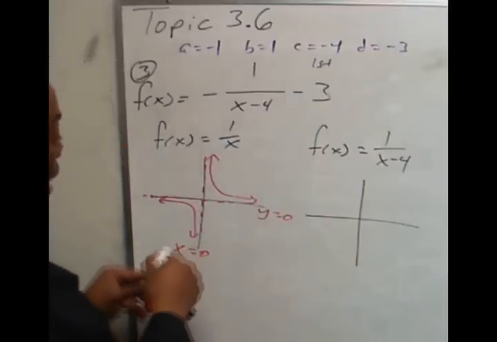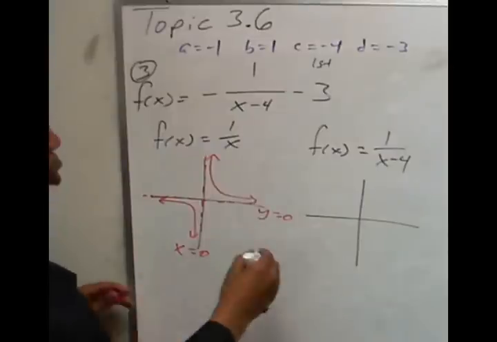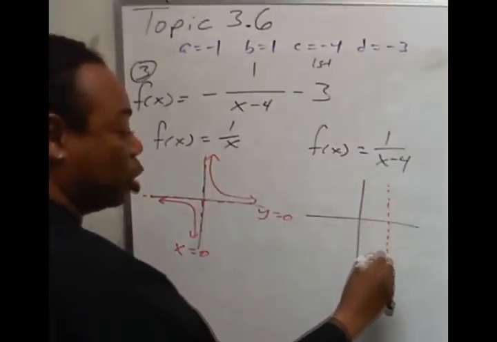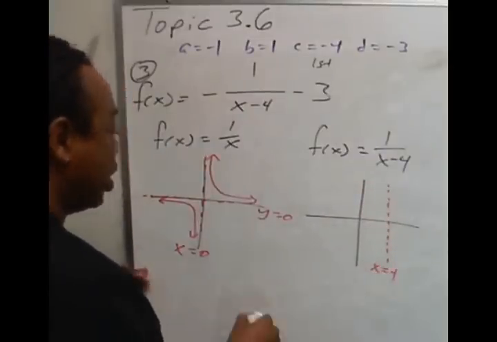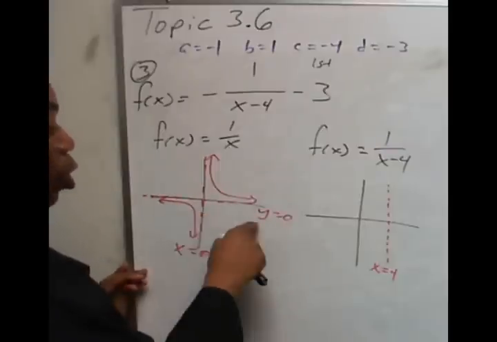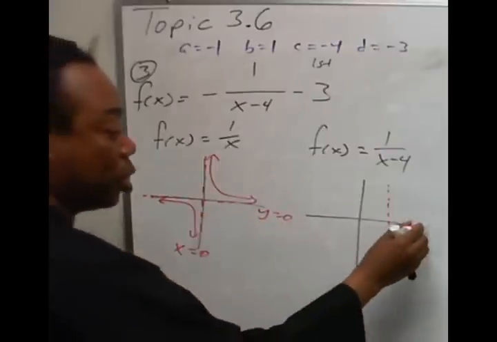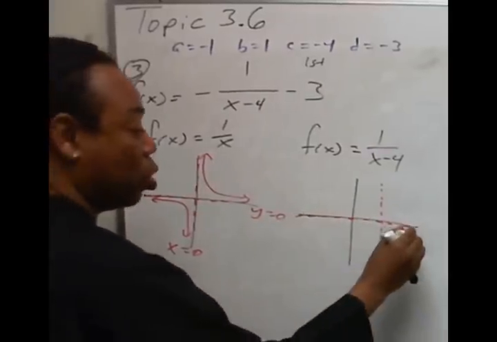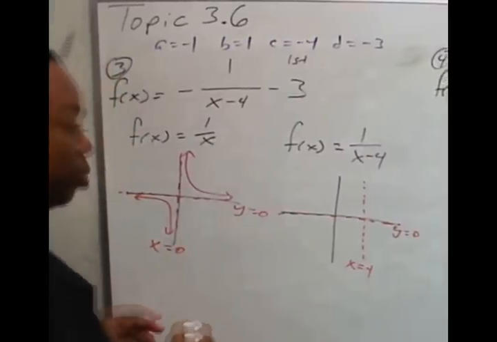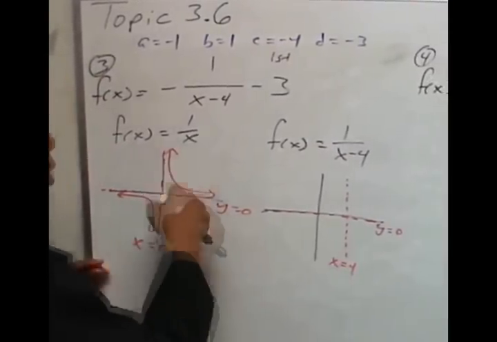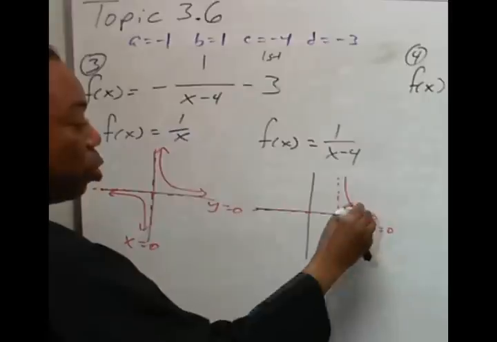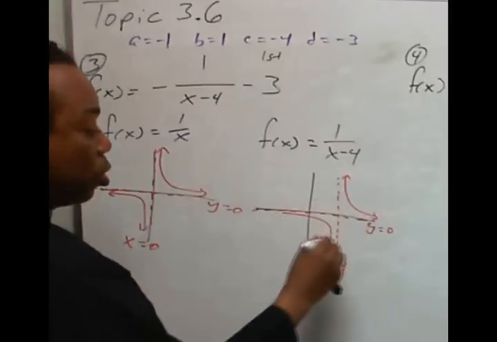So I'm going to shift my asymptote x equals 0 to the right 4 times. So it becomes x equals 4. Then I'm going to shift my horizontal asymptote y equals 0 to the right 4 times, and it remains y equals 0. Then my graph remains here to the right and down here to the left.